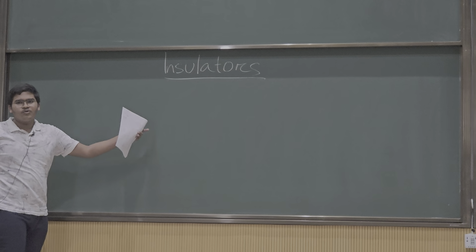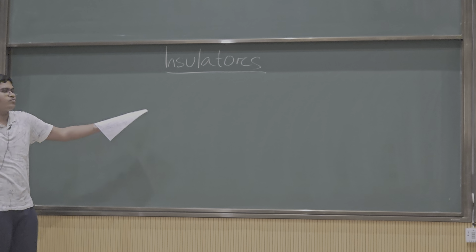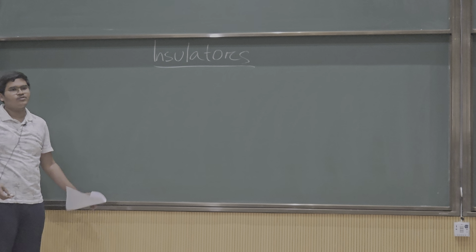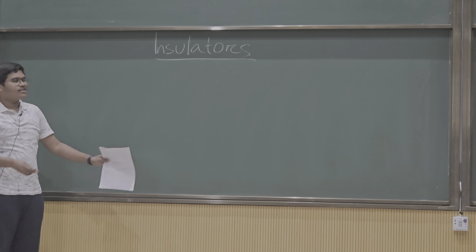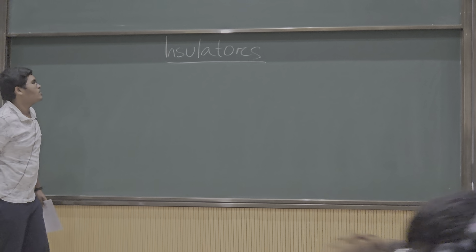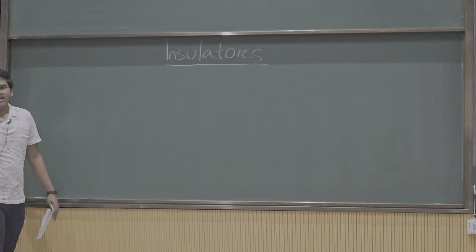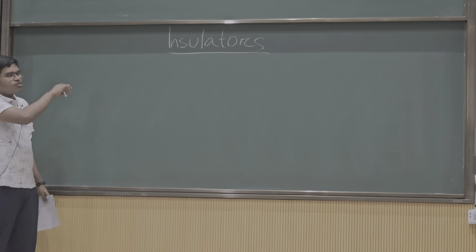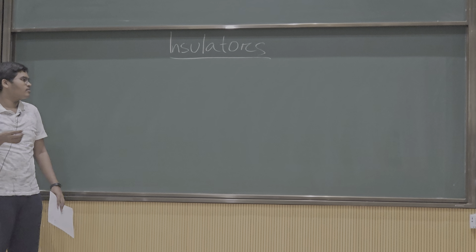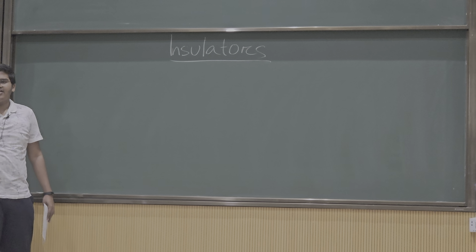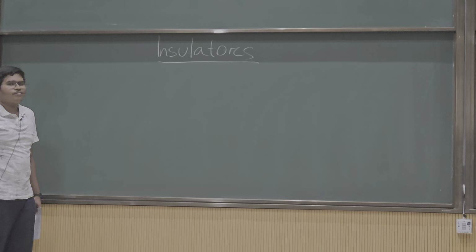Before I go to insulators, what are insulators? Basically, insulators are very bad conductors of electricity, or do not conduct electricity at all in normal conditions. Before going to insulators, I will discuss a theory known as band theory. I think we have somewhat studied it in class 12 when learning about semiconductors.